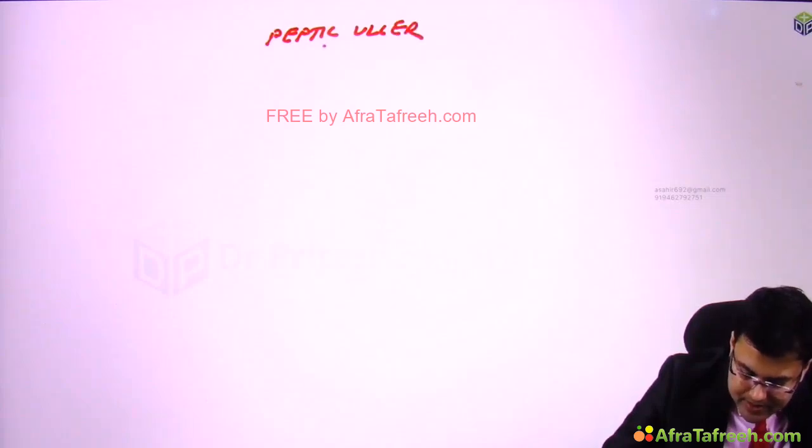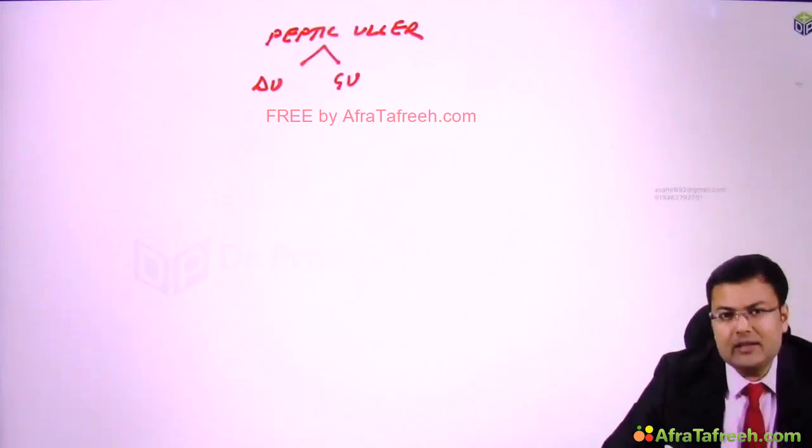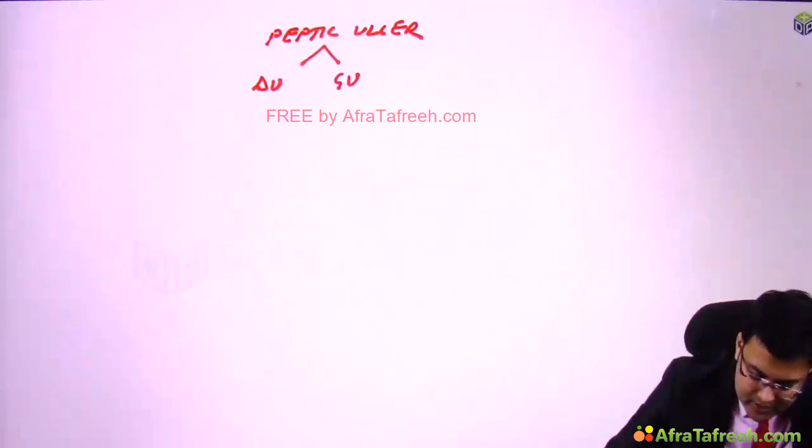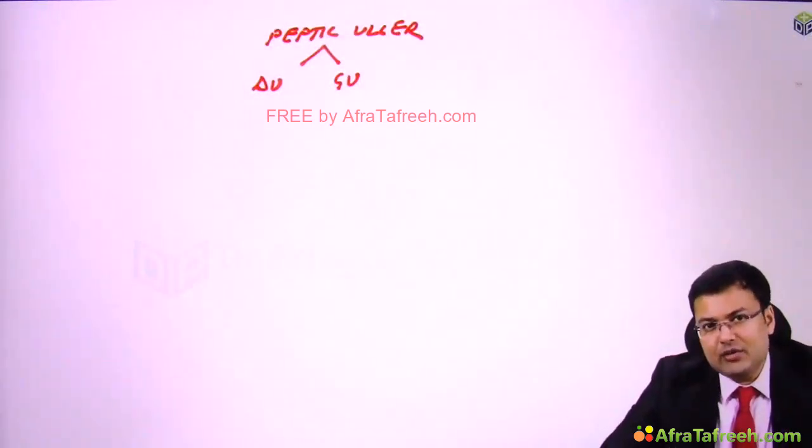Peptic ulcer is of two types: duodenal ulcer and gastric ulcer. Which one is more common? First question: the most common site of peptic ulcer is duodenal ulcer.